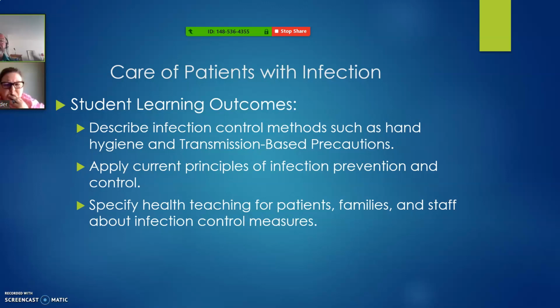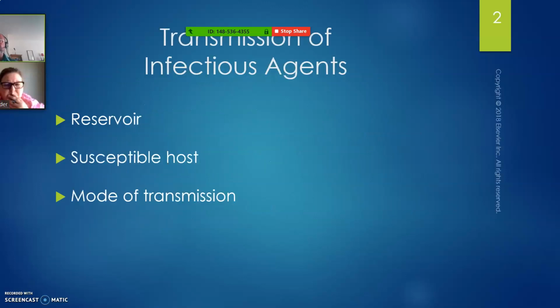You can keep talking about this screen, and when you're ready to go to the next one, you can move to the next screen and say, transmission of infectious agents happens 3 ways: through the reservoir, through a susceptible host, or other modes of transmission. And you fill in the blanks with whatever you want to talk about, so forth, and so on.